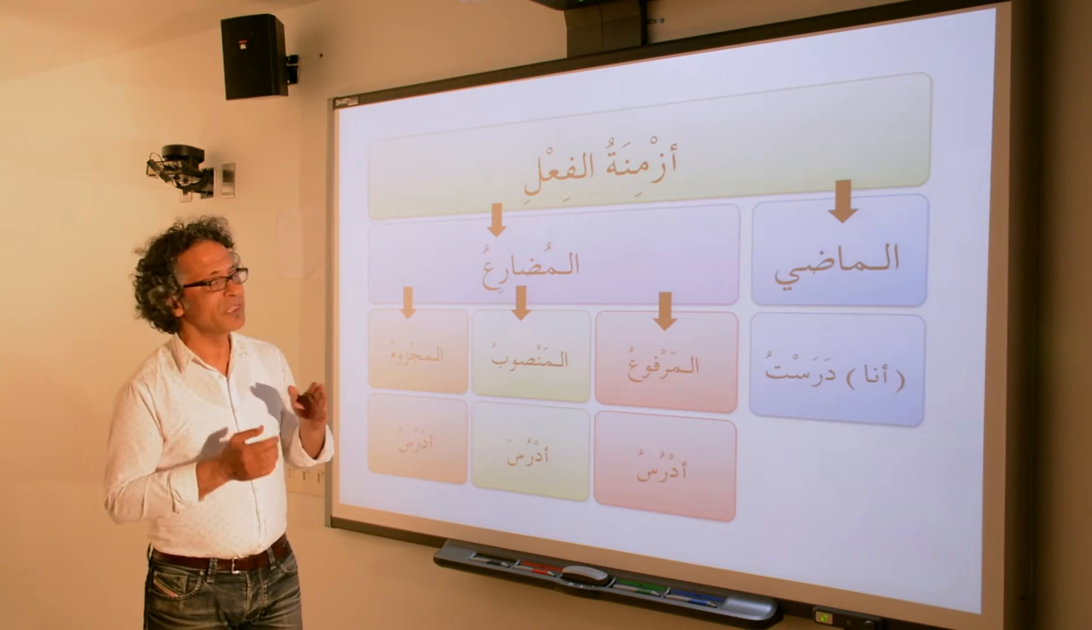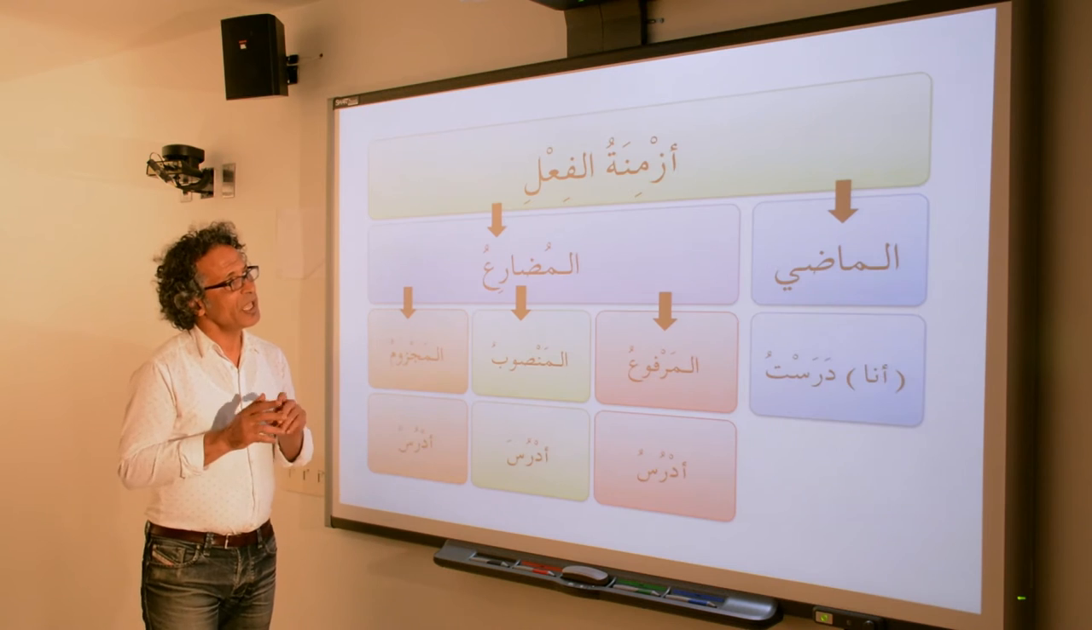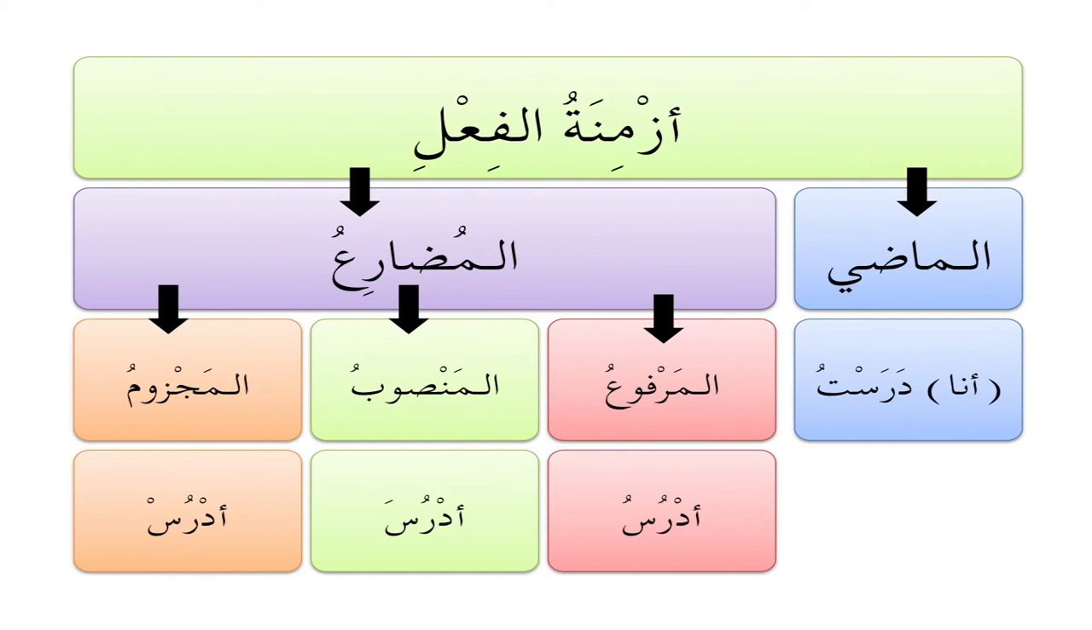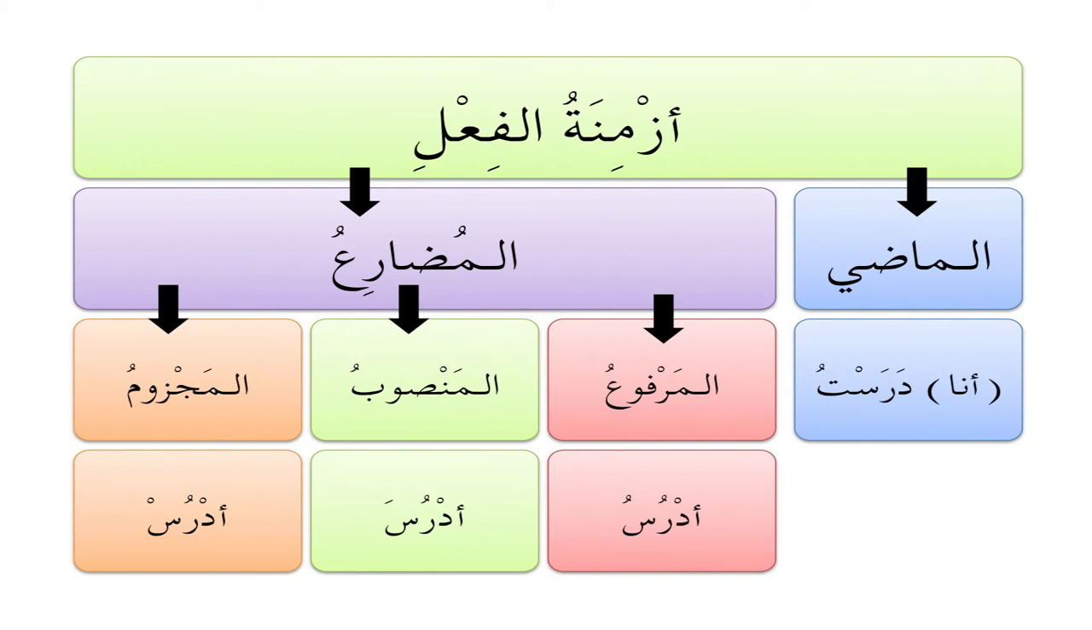المضارع من ثلاثة أنواع. يعني it has three types. المضارع المرفوع والمضارع المنصوب والمضارع المجزوم. المضارع المرفوع ينتهي بضم أدروس، والمضارع المنصوب ينتهي بفتح أدروس، أما المضارع المجزوم فينتهي بالسكون أدرس.